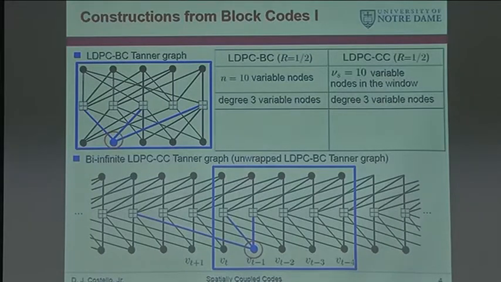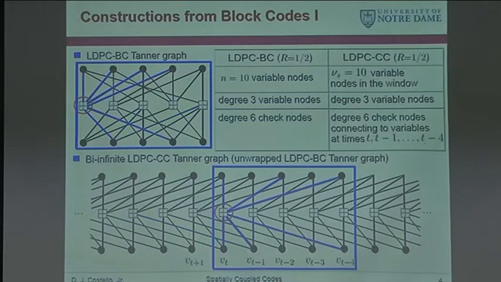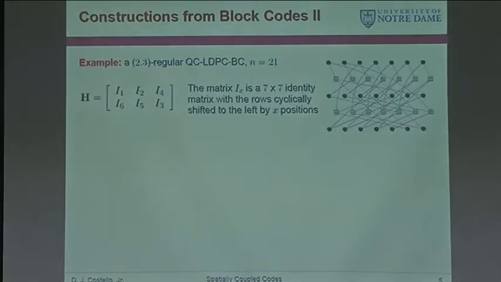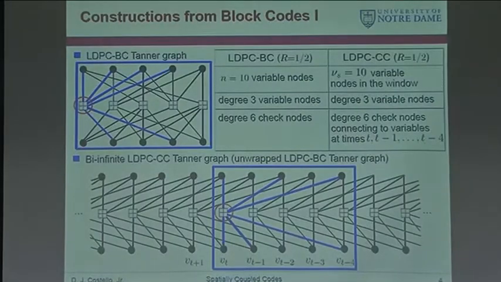So the degree 3 variable nodes in the block code, we again have degree 3 variable nodes down here in the convolutional code through this process, and degree 6 check nodes here and degree 6 check nodes down here. So this is just from the graph point of view what we looked at on the previous slide. Any question on this?